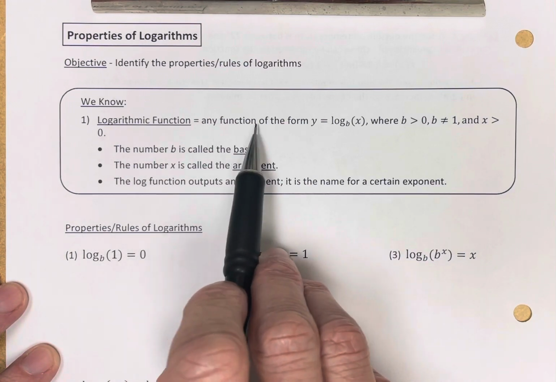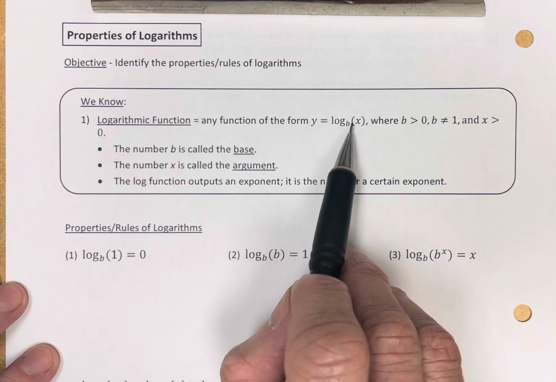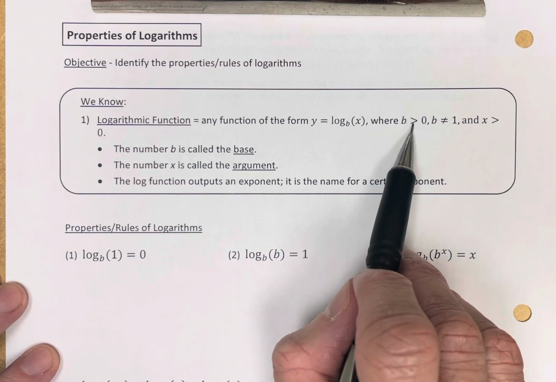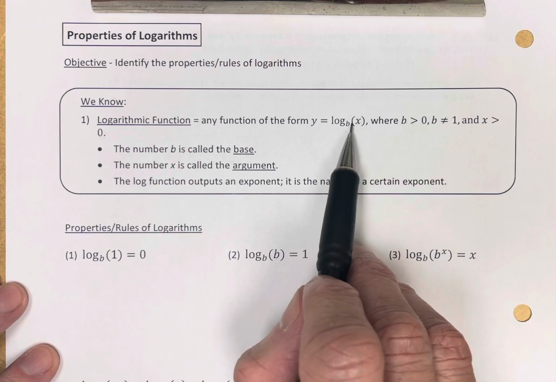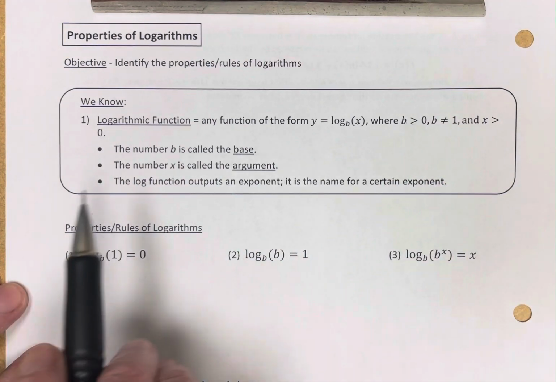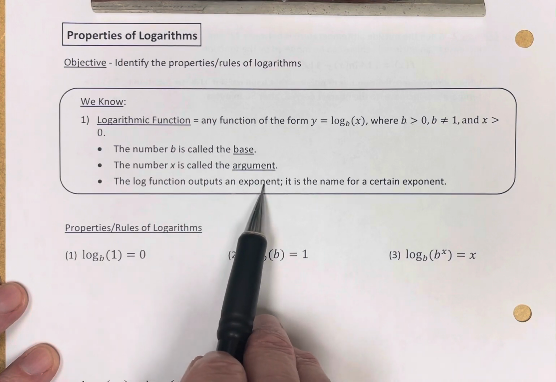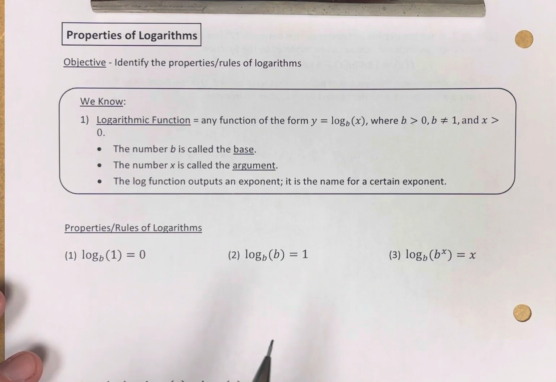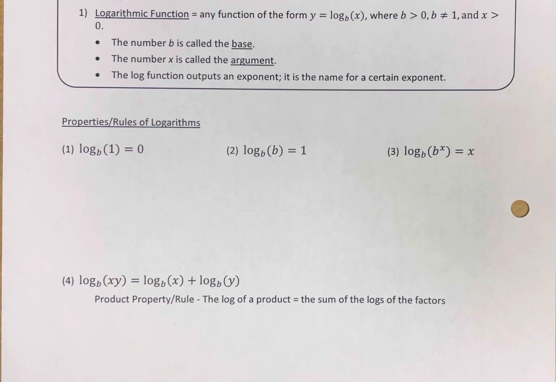It is any function of the form y equals log base b of x, where b, the base, is positive but not equal to 1, and x, the argument, is positive. And we know that this log function outputs an exponent. It's the name for a certain exponent. Okay, let's get into these properties, or these rules, of logarithms.